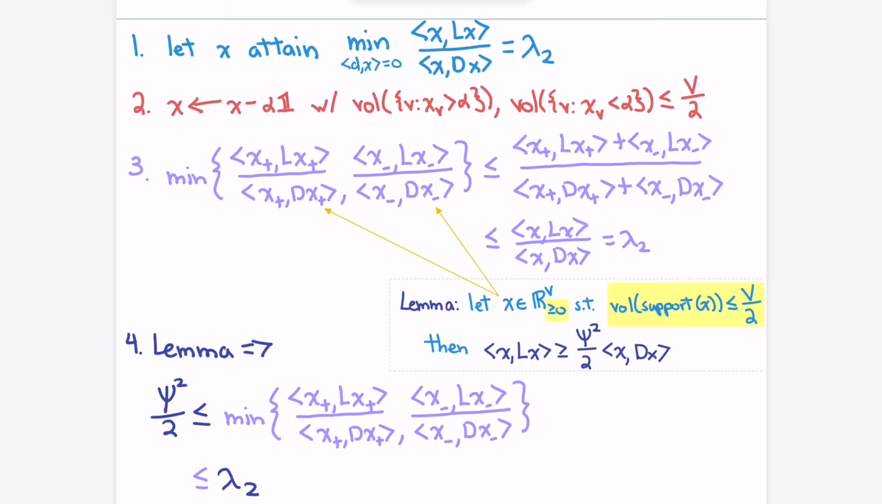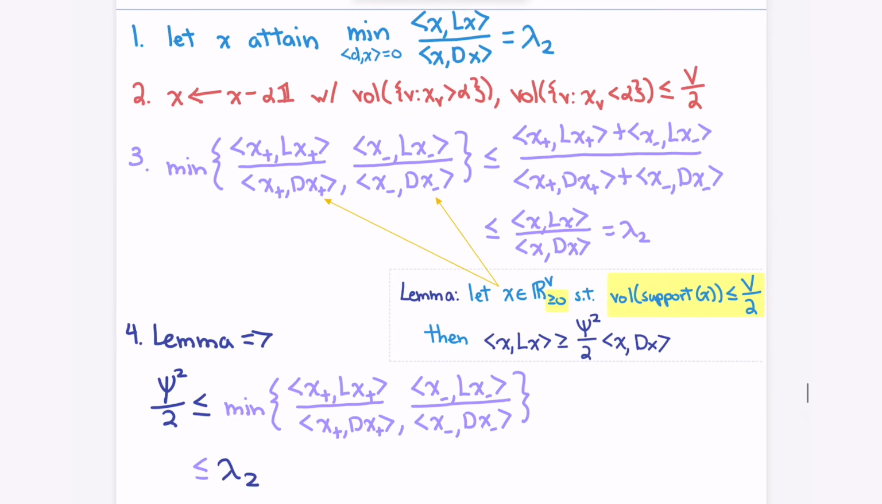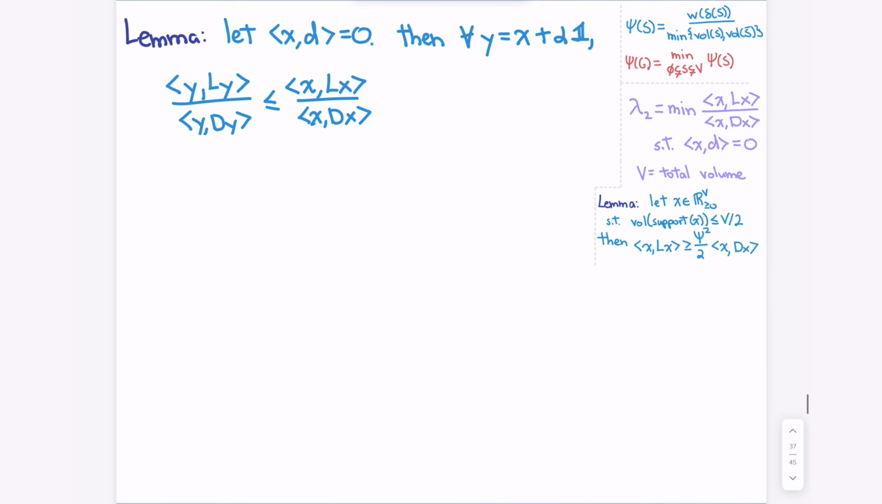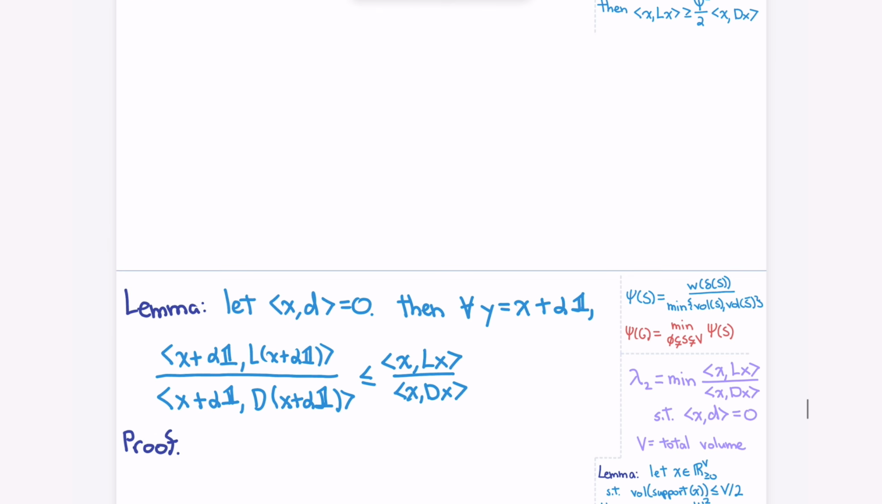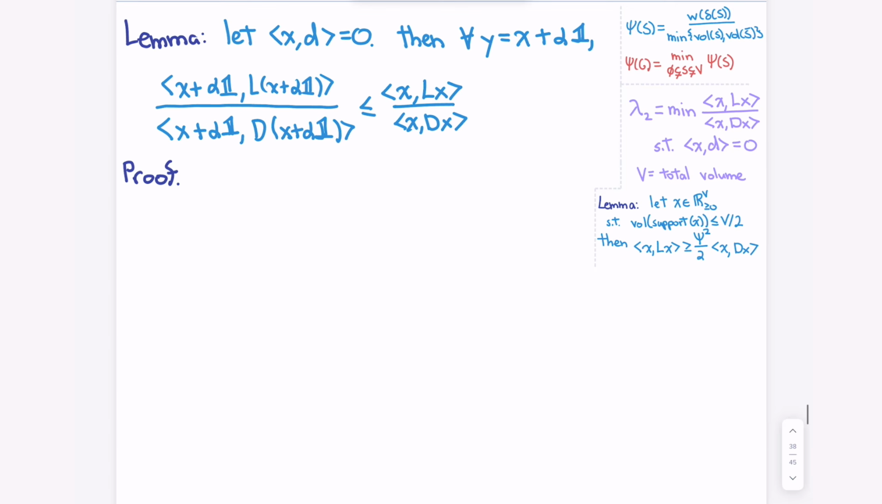All right, does that all make sense? So we just have to knock off these claims, and they're not so bad. We could do this one first. Actually, I liked how it's written here. This says that if I translate x, the ratio will only go down. Anyone see why?